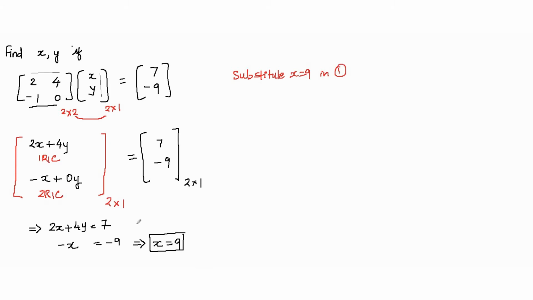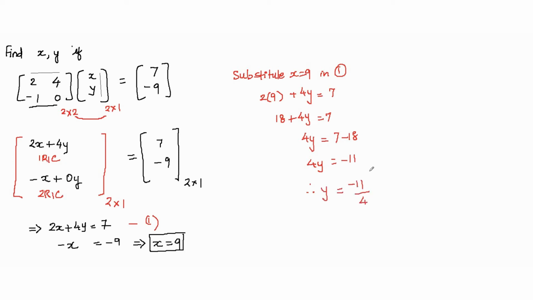and we get 2 times 9 plus 4y is equal to 7. So 18 plus 4y is equal to 7, which means 4y equals 7 minus 18, or 4y equals minus 11, and therefore y equals negative 11 upon 4. So these are the values of x and y, right?